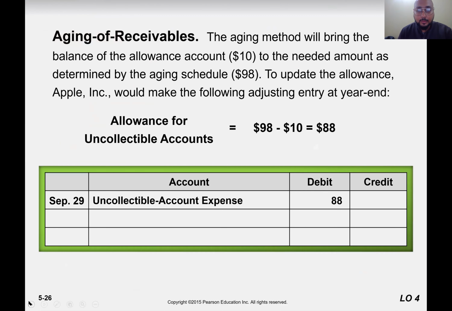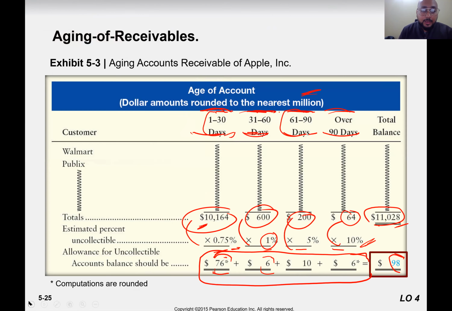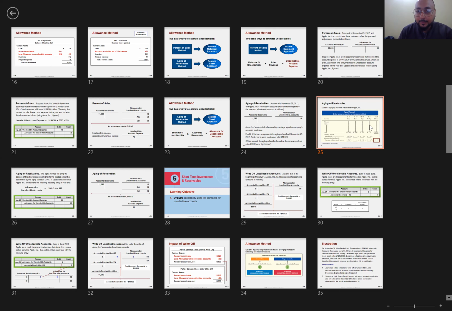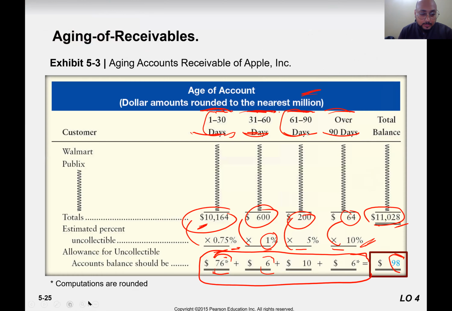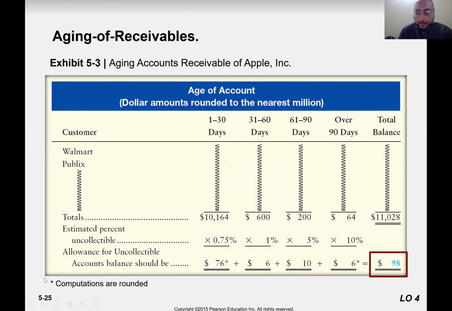So you would be given all this data here. So 1 to 30 days, this much amount, this percentage will be given to you. All you need to do is multiply the percentage according to the aging. So you divide the account receivable based on aging. Aging means the amount that is due within 1 to 30 days, 31 to 60 days, 61 to 90 days, over 90 days. So you multiply according to the percentages and you find out the total amount.